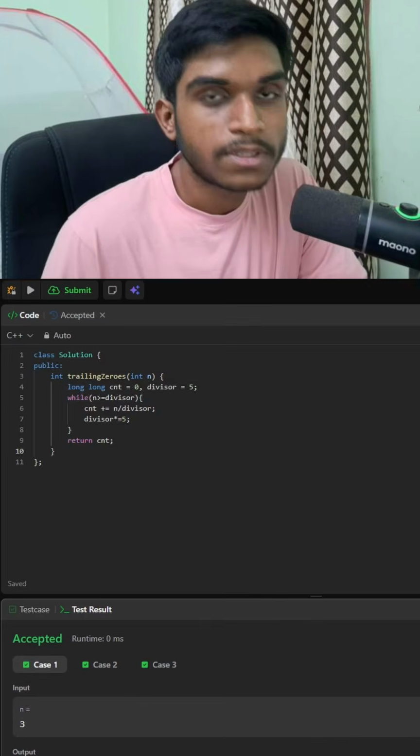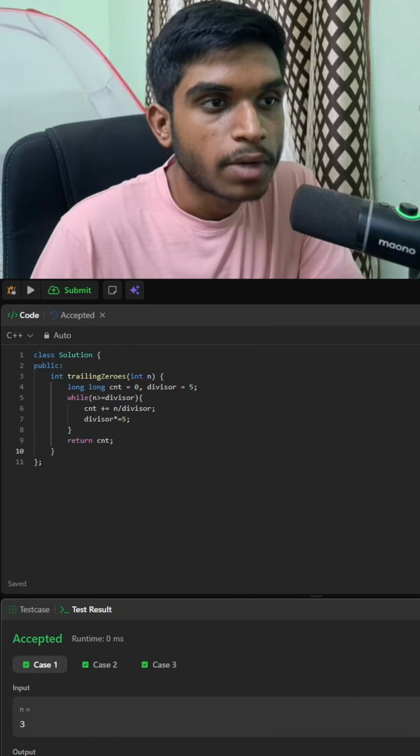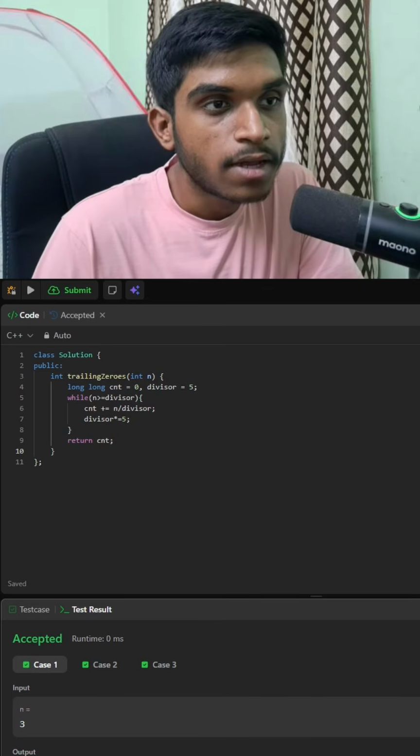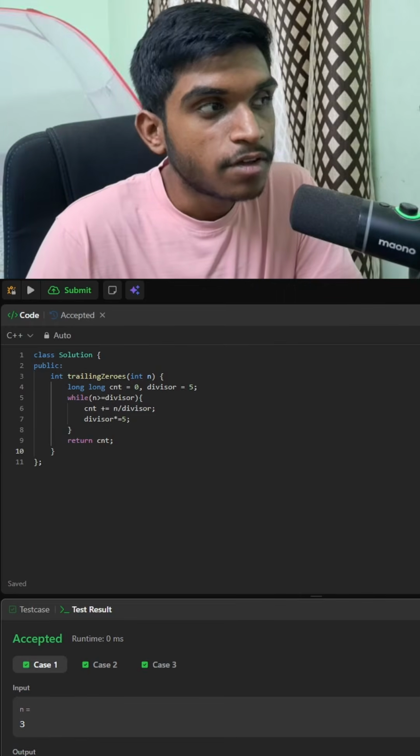And that's how you write the code for this. This is the code. We take the count and we take the divisor as 5. So we'll write count plus equal to n divided by divisor. We are dividing n by the divisor 5 first. Then we'll multiply the divisor by 5 to get the next power of the divisor. And yeah, this is how you solve the question, factorial trailing zeros.